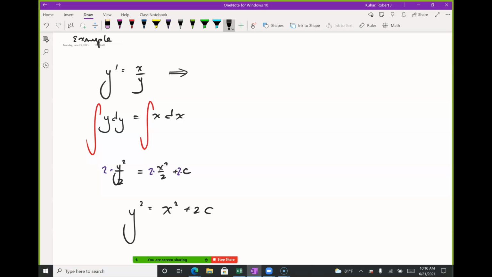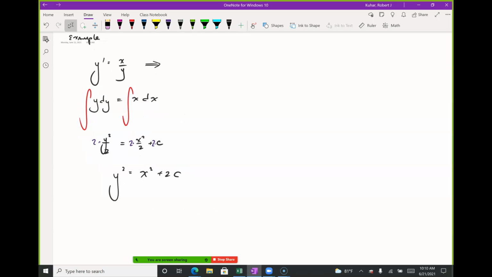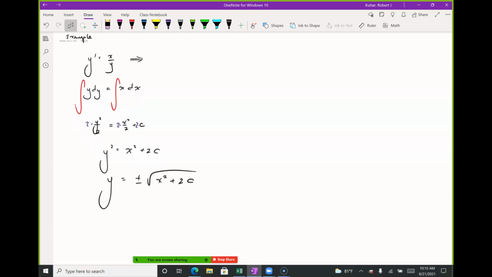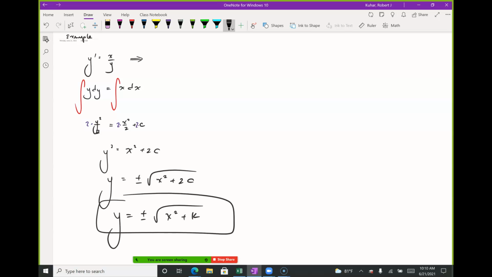At this point, I could rename 2c anything I want. I could rename it c. I could rename it k. I could rename it a. I know I'm solving for y, so I get y equals plus or minus square root of x squared plus 2c. And it's right around here where the book will rename it. Okay, so I'm going to use k. And this is my general solution.